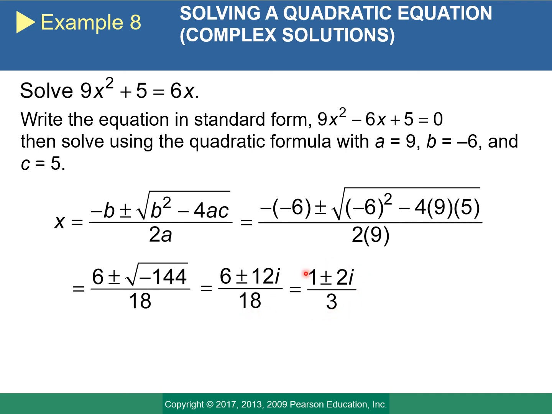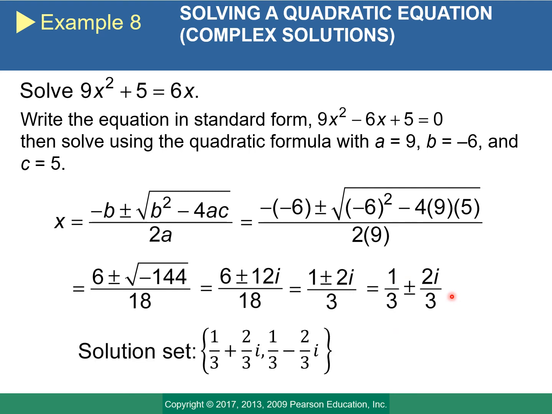And then for your final answer, you just want to separate the 1/3 from the 2/3 i. So this would be the final answer. And then you can separate it as two separate answers if you'd like, as a solution set. So you can say 1/3 plus 2/3 i, and then your other answer is 1/3 minus 2/3 i.